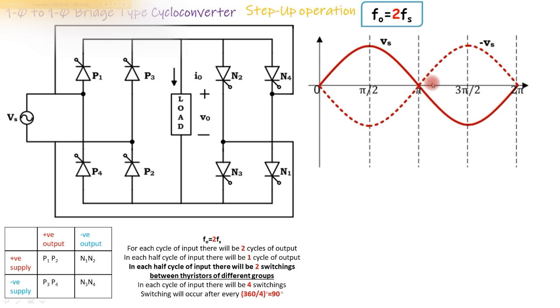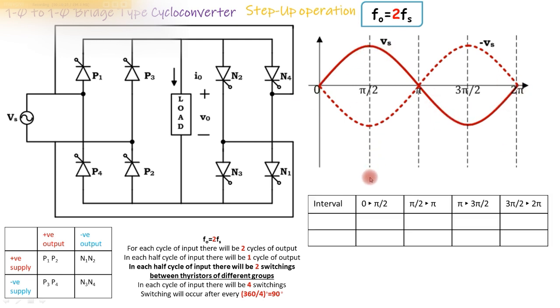Now, as discussed in the last example and also mentioned in this slide, to obtain twice the supply frequency at the output, there will be 4 switchings in total, and each switching will occur at an interval of 90 degrees. Therefore, we have segregated 4 intervals for one cycle of input.